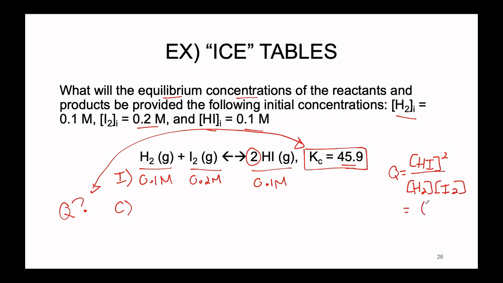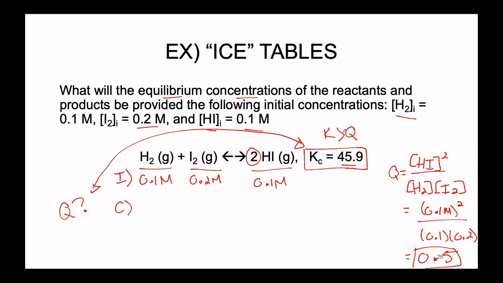Plugging in the values that we have, our concentration of HI we can see initially is 0.1 molar, and this is going to be squared. We will divide this all by 0.1 molar times 0.2 molar. What this ends up equaling, this gives us a Q that is equal to, oh no, where'd my mouse go? Down here, there we go, 0.5. Now this value for Q is definitely less than our value for K. Q is less than K.